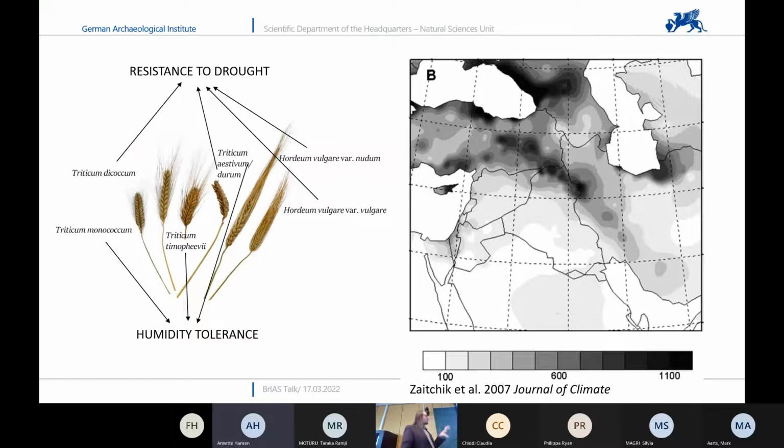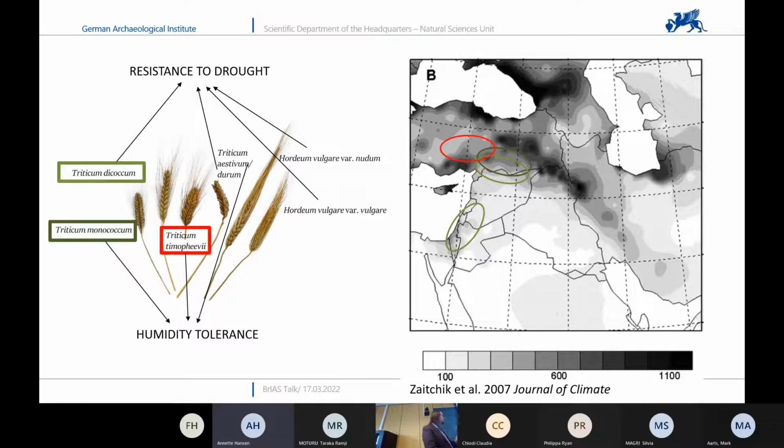The requirements of these different cereals are different, and this partly has to do with the region where they were domesticated. So einkorn comes from the Taurus area, a wet area in the mountains, so it's much more tolerant of wet climate, while emmer was a bit more in the southern parts, in drier areas, and so it's a bit more tolerant of dry conditions, but it grows well in wet conditions, while timopheev wheat in theory has a good tolerance of wet conditions.